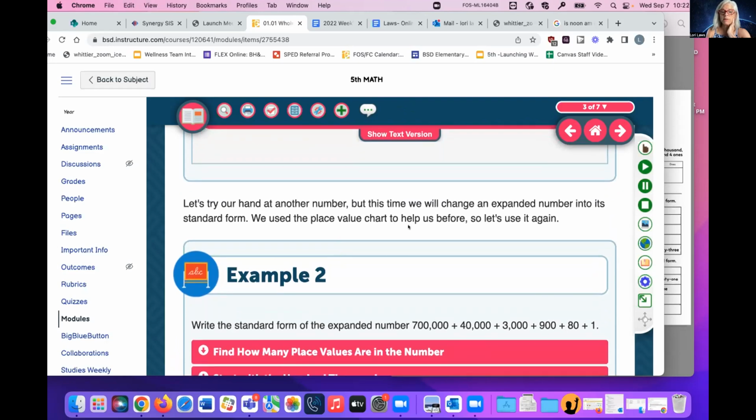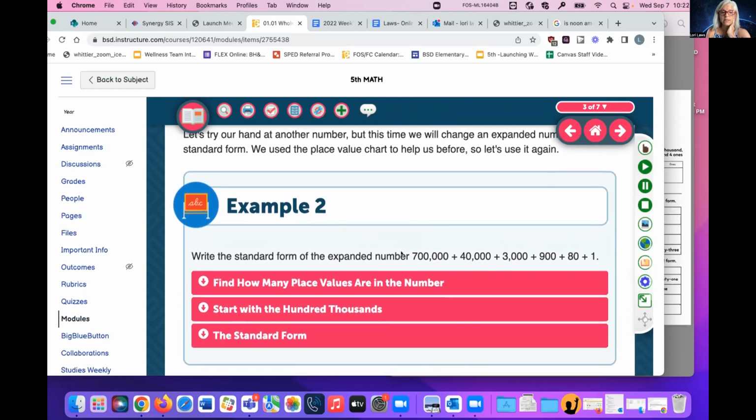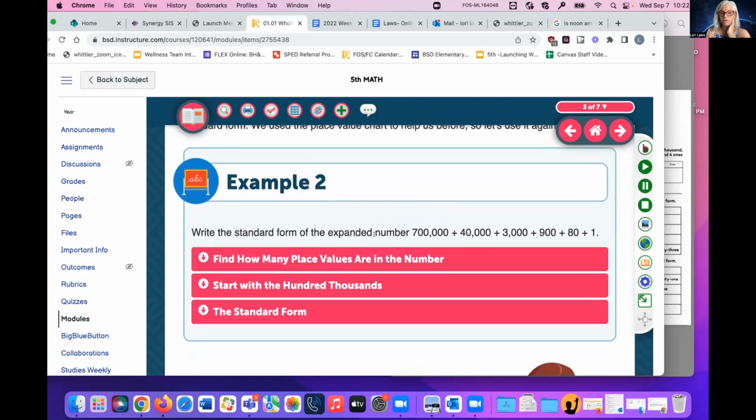Let's try our hand at another number, but this time we'll change an expanded number into its standard form. We used the place value chart to help us before, so let's use it again. Write the standard form of this expanded number. So everybody get a scrap piece of paper and let's see if you can write what that number is. Be careful because sometimes they skip a digit. This time they didn't, but with a 0, you have to hold your place value.